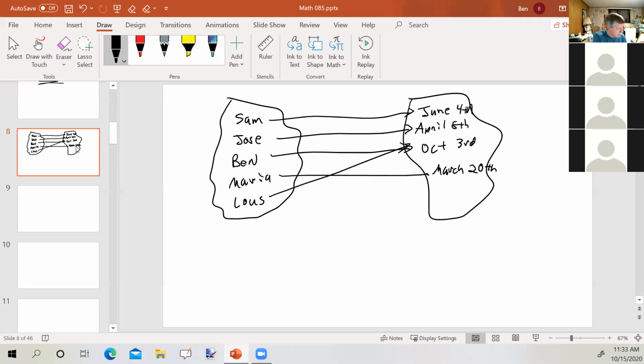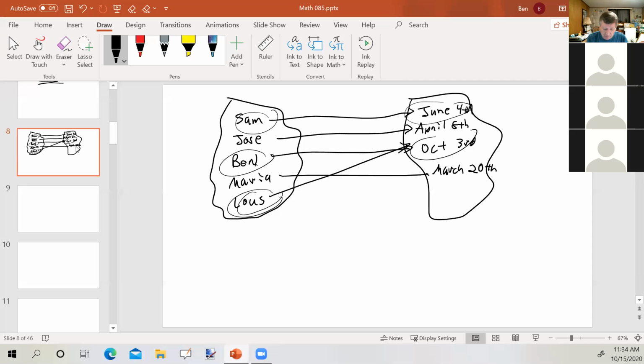Well, let's read what it said about a function again. It says, a function is a set of ordered pairs in which to each first component, there corresponds exactly one second component. Each first component corresponds to exactly one second component. You can have Ben going to October 3rd, Lois going to October 3rd. So two people can share the same birthday. That still works how a function works. Okay, but you can't have one input with two outputs. Sam couldn't have a birthday on June 4th and on April 8th. Okay, does that make sense?